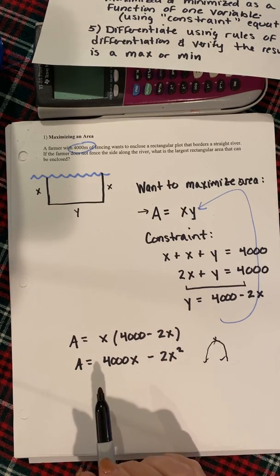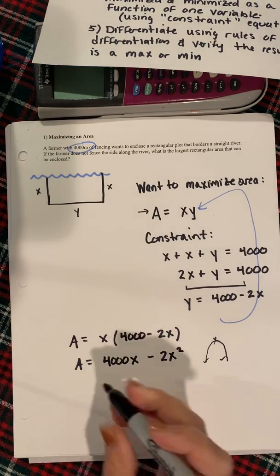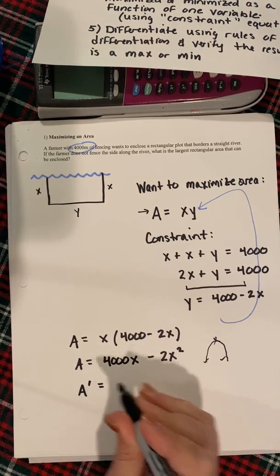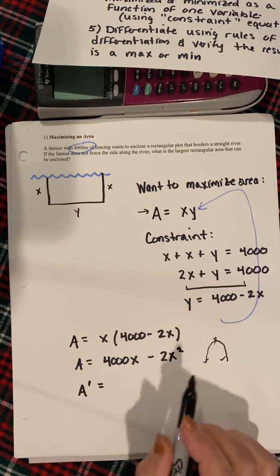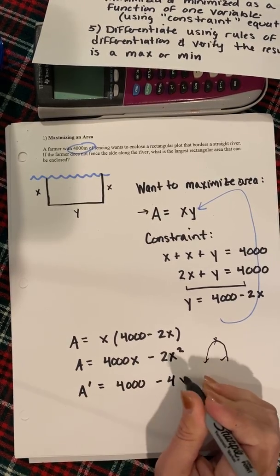Now this is not a related rate problem. The fence is not changing with respect to time. So we're literally just going to differentiate each side. Area is a function of x. So the derivative of the area is the derivative of 4,000x minus 2x squared, or 4,000 minus 4x.